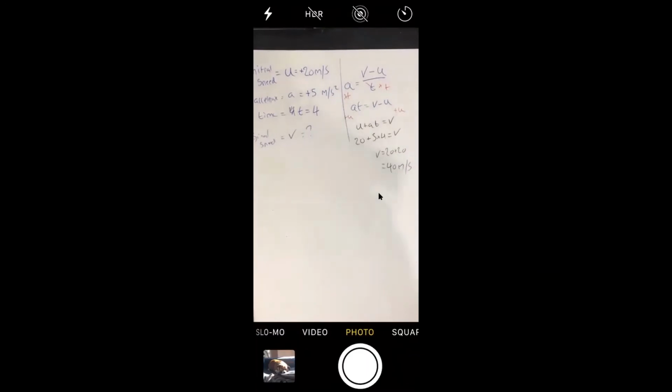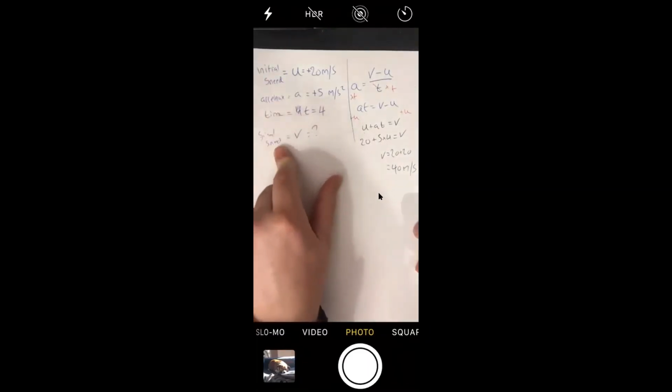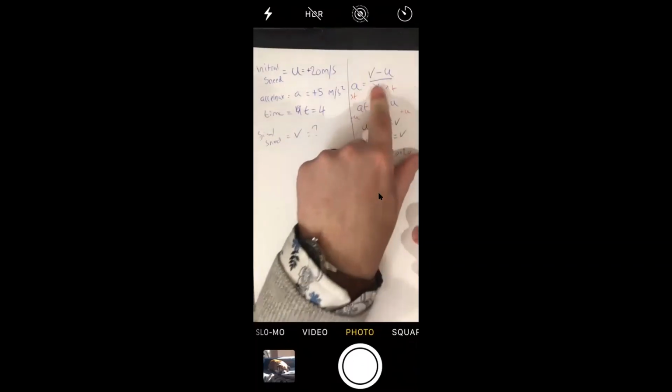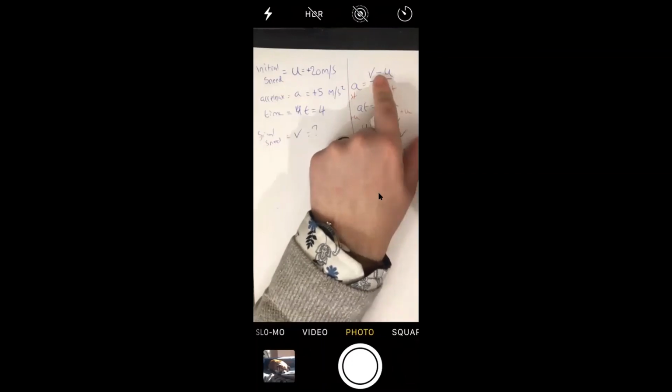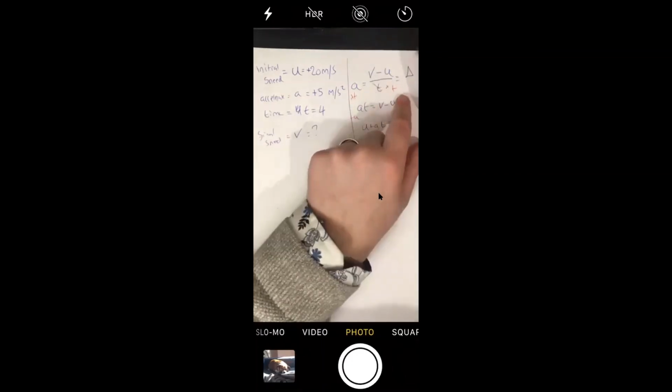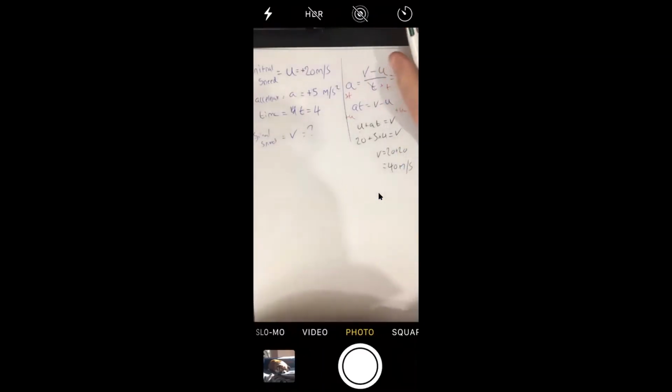Sweet, excellent. So that's our working out here. We've got initial speed, acceleration, time, and final speed. Here are the symbols. Here's the equation: v minus u, the change in speed, over the change in time. Then we just rearranged it to solve. Are there any questions about how I did this one?